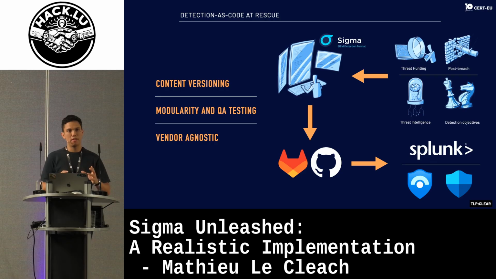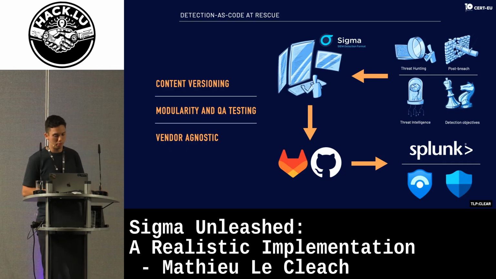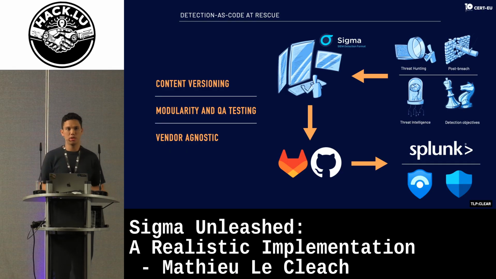We have a Git repository in our environment, and by using a Git repository, we obviously unlocked the possibility of content versioning. With that, we are much more modular, where in our toolchain we can integrate more modules and checks, and we could implement some quality assurance testing.